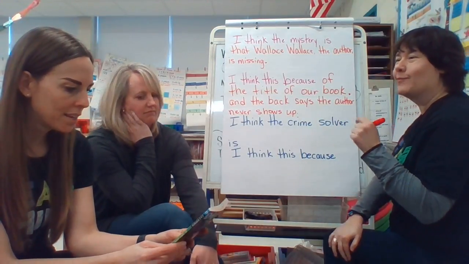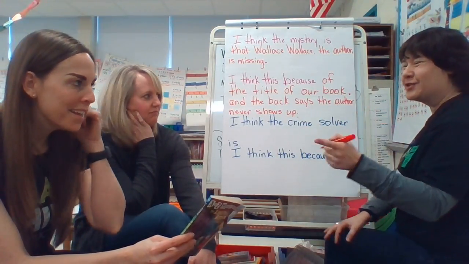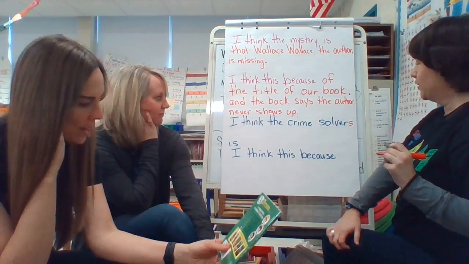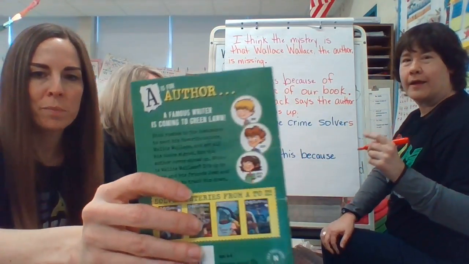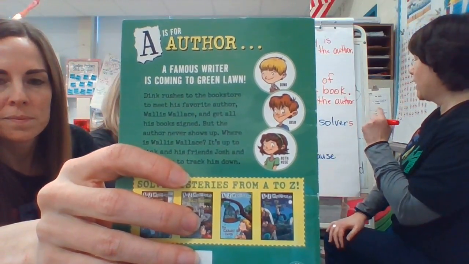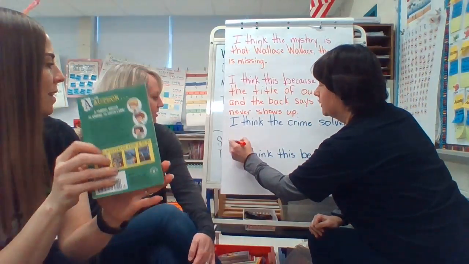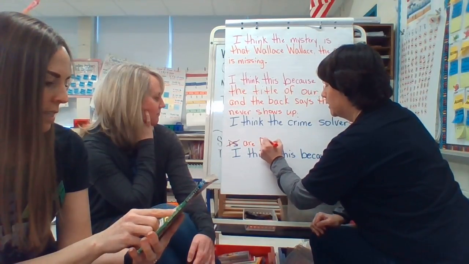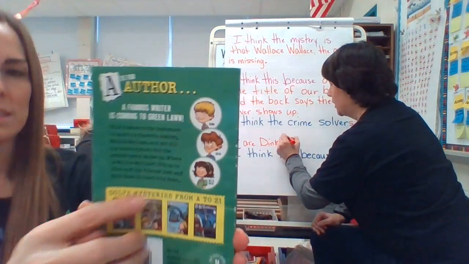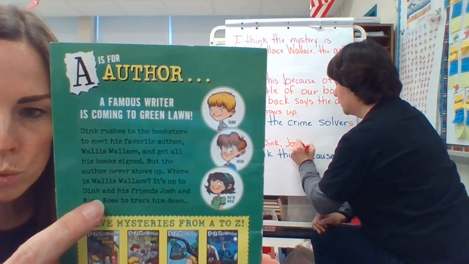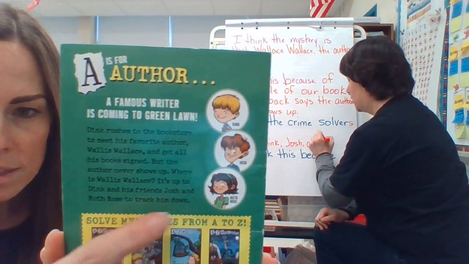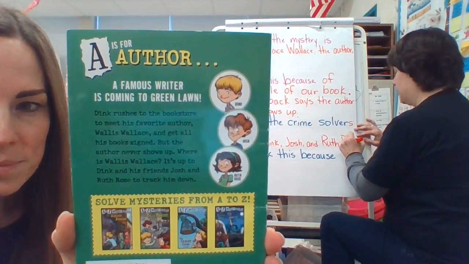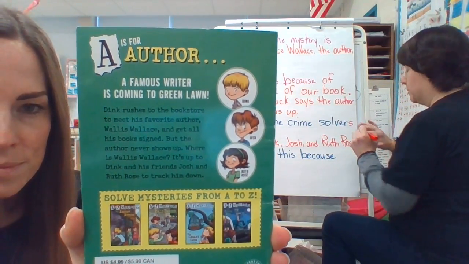Now I think it's more than one crime solver. I think that there's 3 total. It was that kid with the strange name. Yeah, so I'm gonna put an S in there. And we had their pictures. So I think the crime solvers are Dink, Josh, and Ruth Rose.